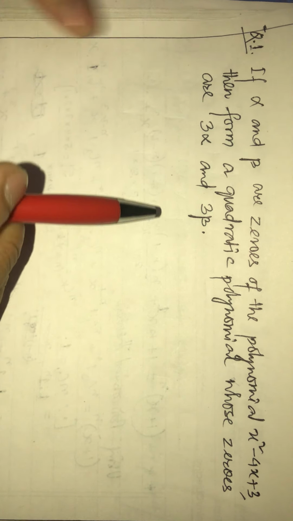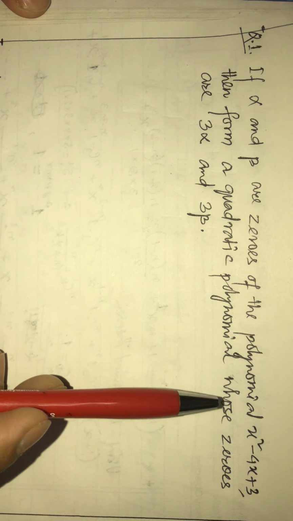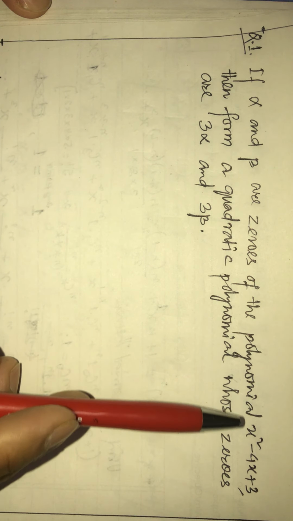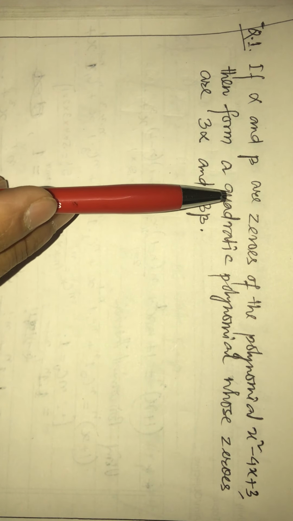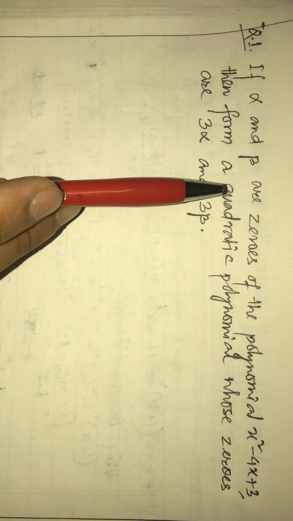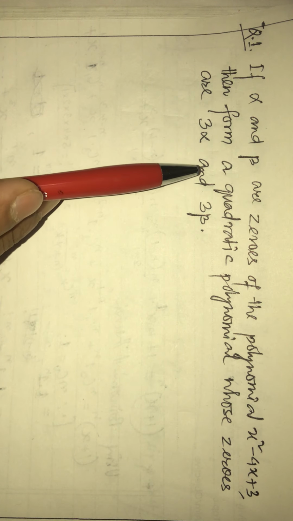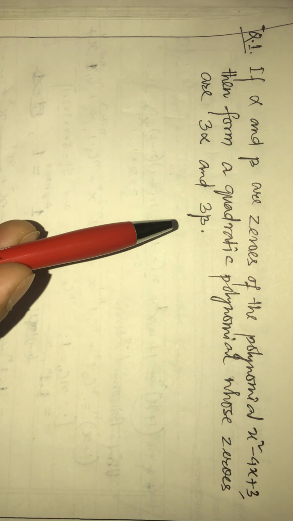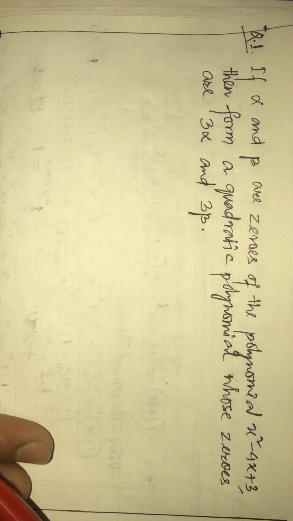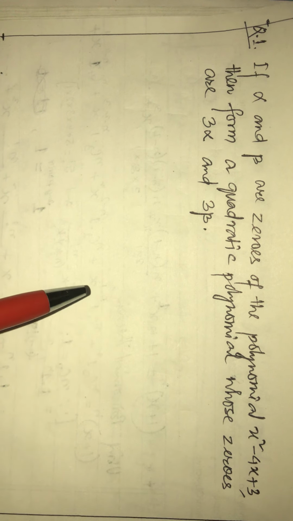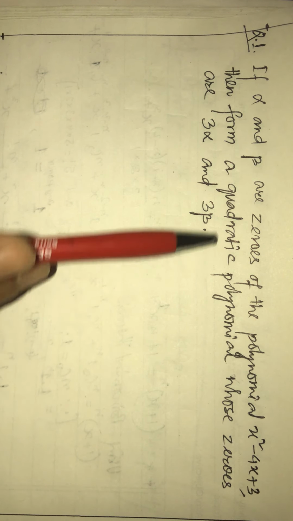The question is already there. See, if alpha and beta are zeros of the polynomial x square minus 4x plus 3, then form a quadratic polynomial whose zeros are 3 alpha and 3 beta. So today we'll mainly discuss two more types of questions based on the same topic. So this number one is one of those two types.